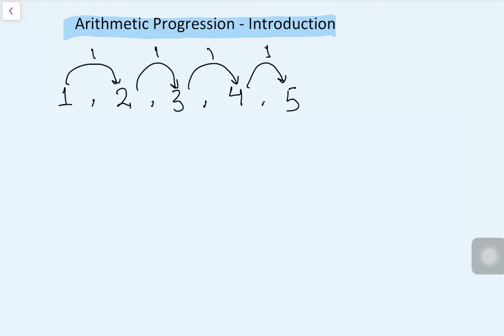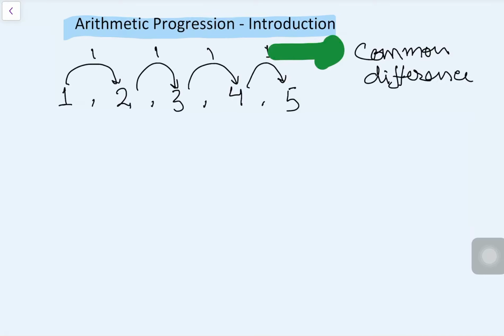So if the difference between two consecutive numbers is fixed, then we can say that this is an arithmetic series, and the fixed difference is called the common difference. So you can say this is the common difference, which is denoted by the alphabet D.